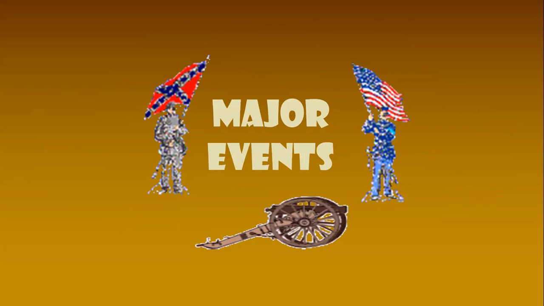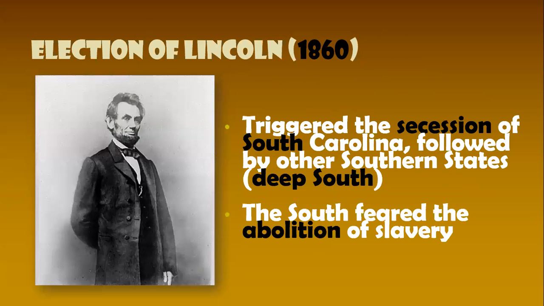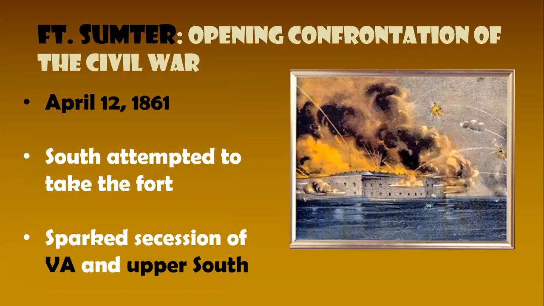Now, the major events. The election of Lincoln sparks the secession of the southern states, beginning with South Carolina, because they feared that this administration under Lincoln would abolish slavery, ending their economic way of life. So South Carolina's militia is going to attack the Union fort, Fort Sumter, just off the coast. And this is the opening shots of the Civil War, April 12th, 1861.